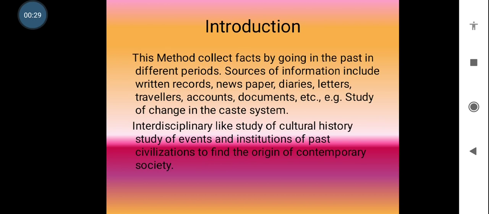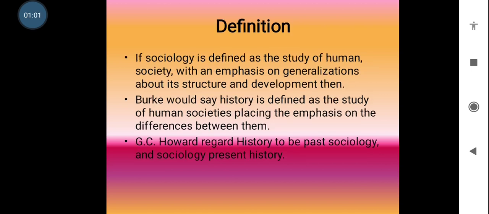Introduction. This method collects facts by going into the past, in different periods. Sources of information include written records, newspapers, diaries, letters, travelers' accounts, documents, etc. For example, the study of change in the caste system. It is interdisciplinary, like the study of cultural history, the study of events and institutions of past civilizations to find the origin of contemporary society. That is the historical method.